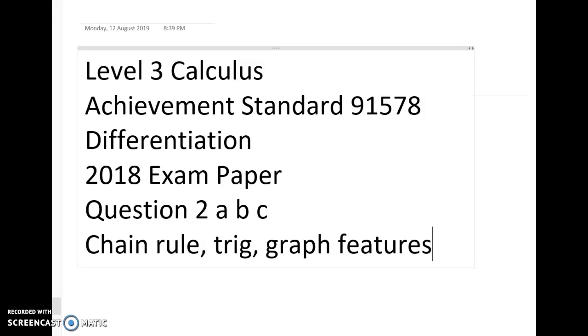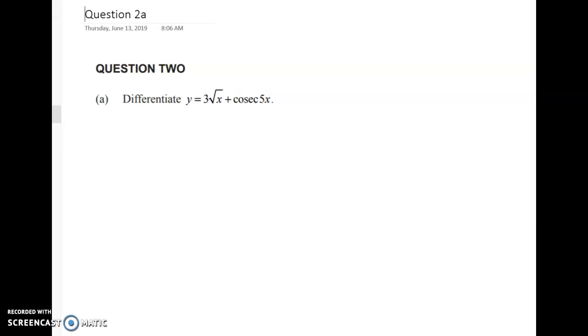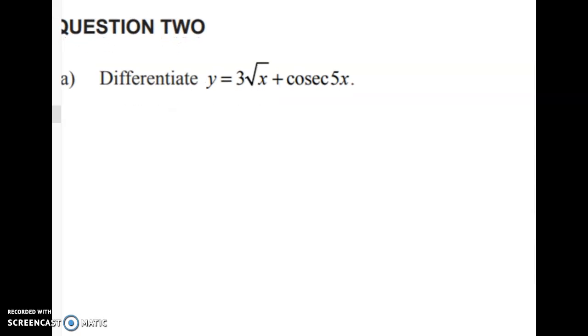Here's question 2, parts A, B and C from last year's differentiation paper. So this is 2 achieved questions and a merit question. I'm going to go reasonably slowly through these. So the first one is just a little example of a trig function with a tiny bit of chain rule. We have to differentiate this function.